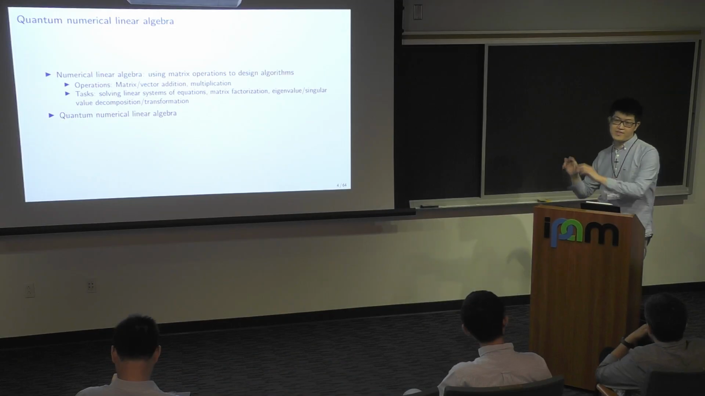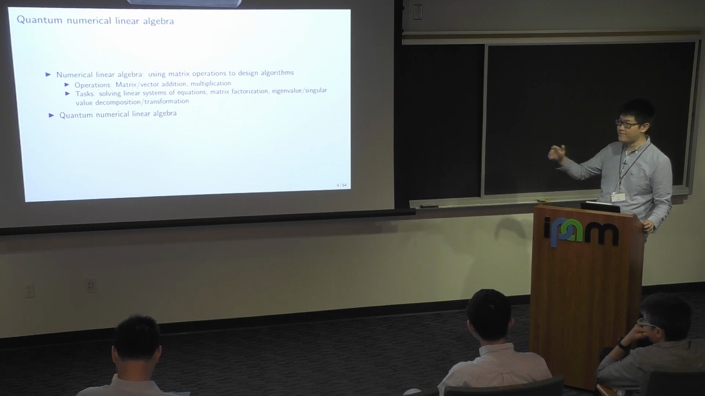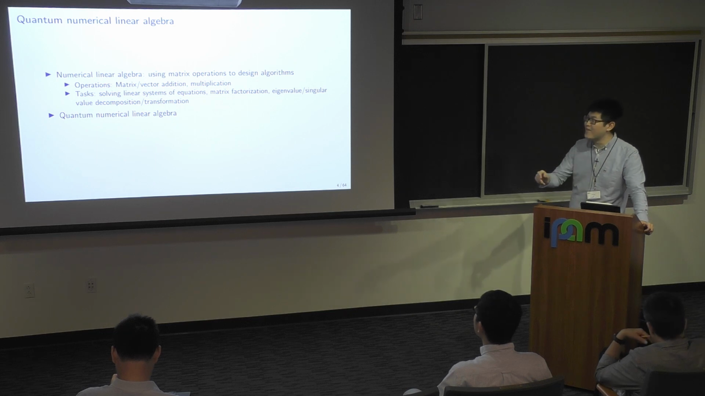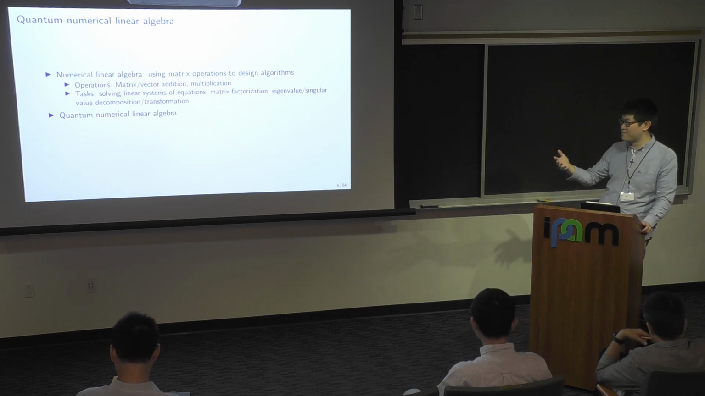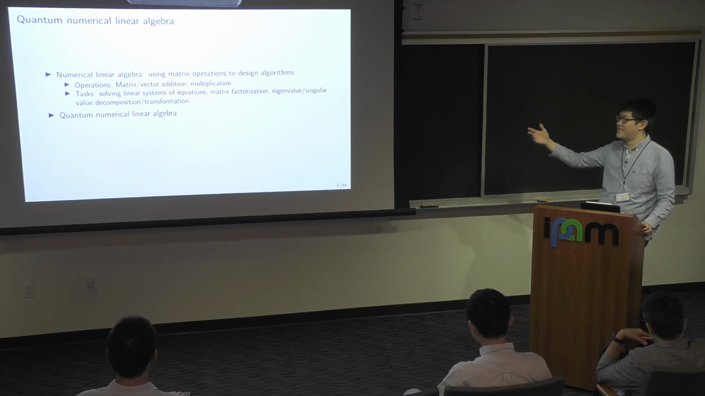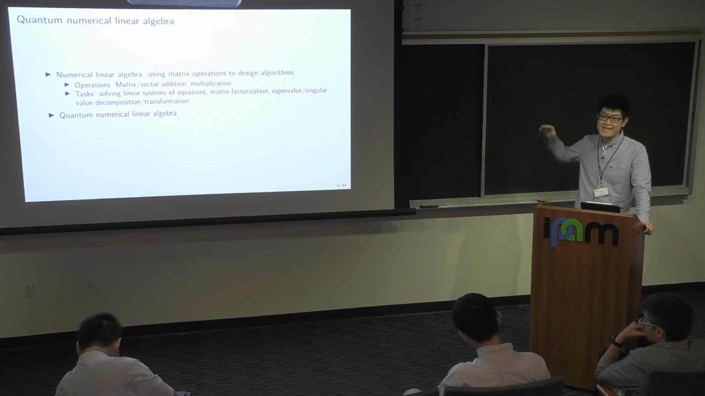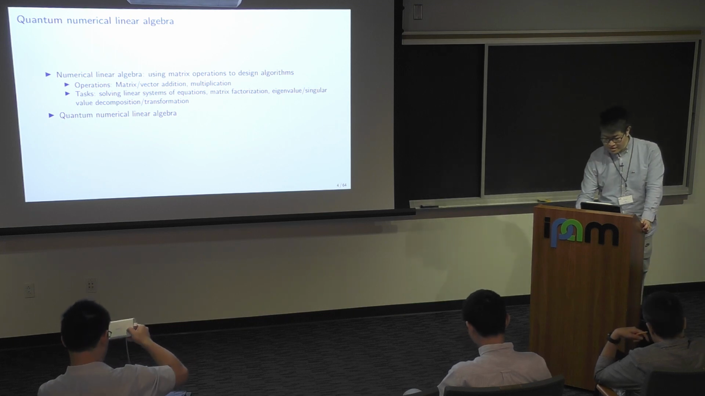By quantum numerical linear algebra, we mean that we are trying to do everything on a quantum device. We try to implement our matrix operations, like matrix-vector addition and multiplication, on a digital quantum device, and then design quantum algorithms for these tasks, like for linear systems or for eigenvectors. It is a little bit off from the standard quantum information course, because in a standard course you probably will not learn about linear systems or eigenvalue and singular value transformation. But that is the topic of today's tutorial.